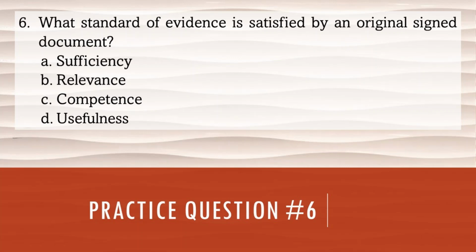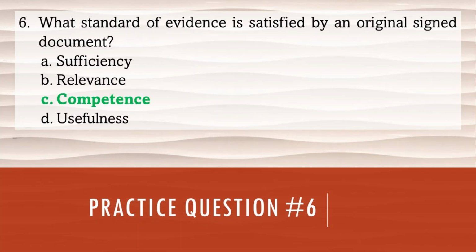Number 6, what standard of evidence is satisfied by an original signed document? A, sufficiency, B, relevance, C, competence, D, usefulness. We just discussed this. The answer here is competence. And it's competence because remember, competence is trying to get the best available, reliable information. Rather than getting a copy of the signed document, we obtain the primary source or the original signed document to make sure that it is reliable, it is factual, and it is convincing. That means that no manipulation has occurred to the original signed document.